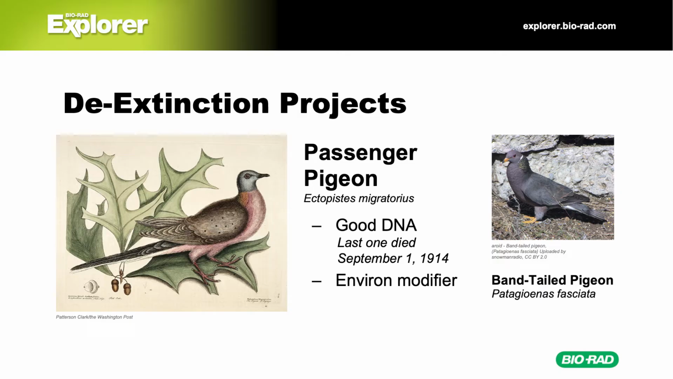Bringing back the passenger pigeon will likely have to use the band-tailed pigeon as a surrogate for CRISPR-modified embryos, much in the same way the Asiatic elephant will be used for the mammoth.